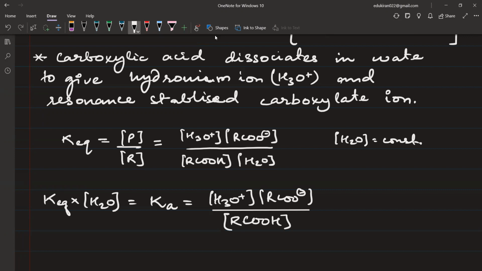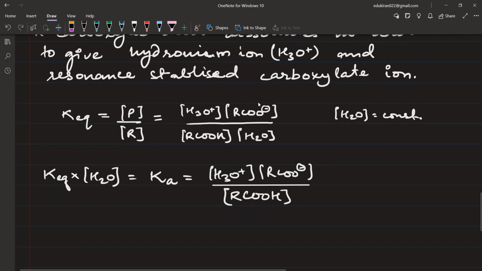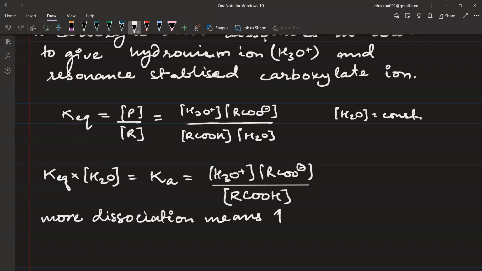Listen very carefully. If it is easy to liberate H plus ion, then my quantity of product will be higher, because H3O plus will be higher and the dissociated form of carboxylic acid will be higher. So if it is easy to liberate H plus ion, it is a stronger acid. It will liberate more H plus, more RCOO negative, and Ka will become high. If the numerator is high, Ka is also going to be high. So please write: more dissociation means greater numerator and higher Ka.